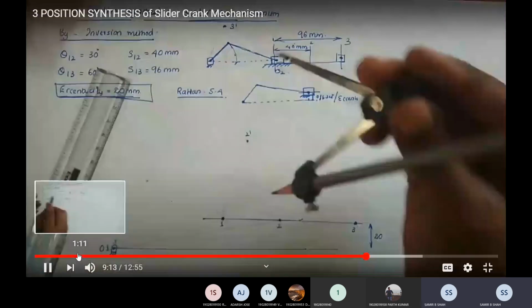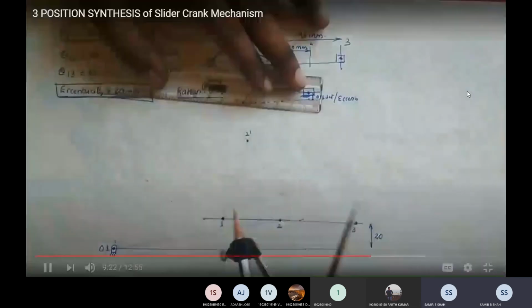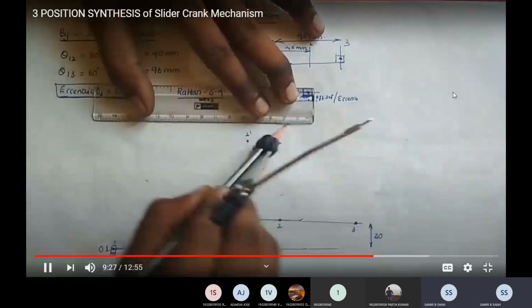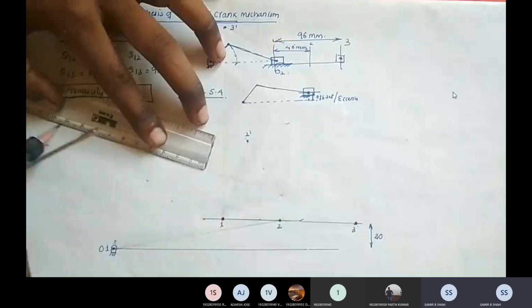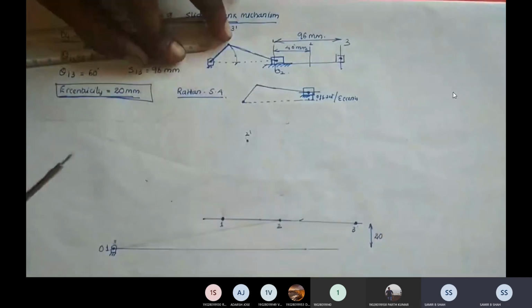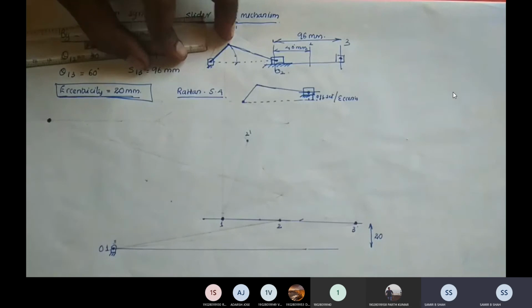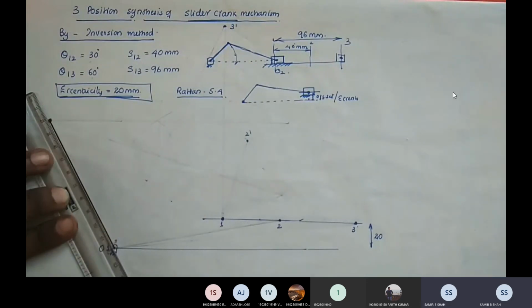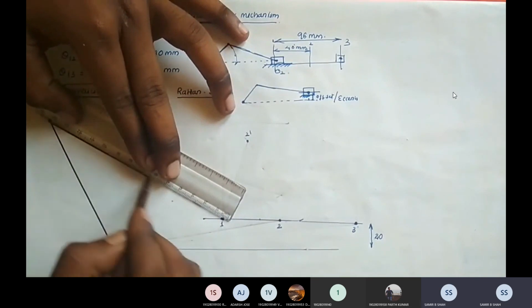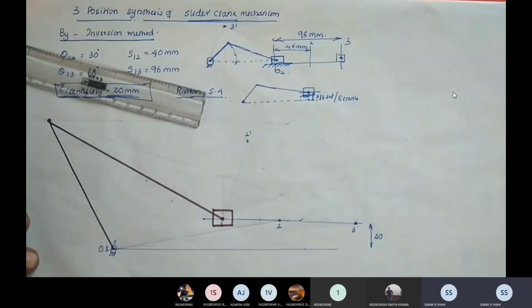Just take the half distance, similarly from 3, this may be the perpendicular bisector. Here we extend these two perpendicular bisectors, and they meet at this point. That is our intersection point. From that point to our fixed point, it should be our input link, and from here to here is the connecting rod, and here the piston or slider comes.